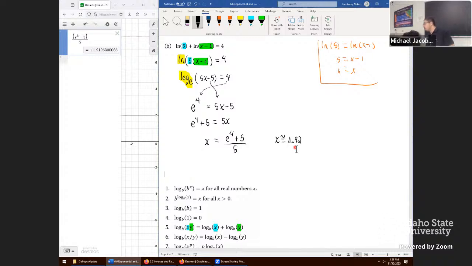Can I see what it looks like on the input? Well, for the approximation, we're really just approximating the e power 4 plus 5 divided by 5. And so for just that portion, you should be getting 11.92. But other questions at the moment so far?